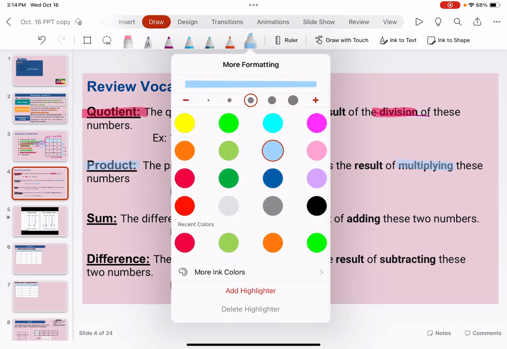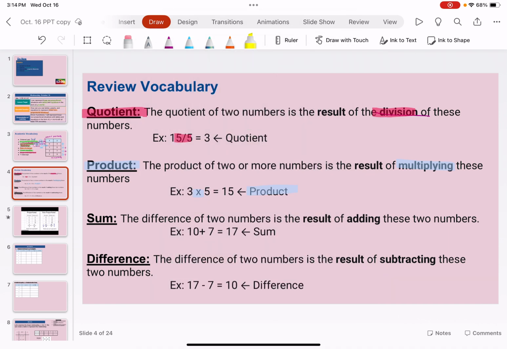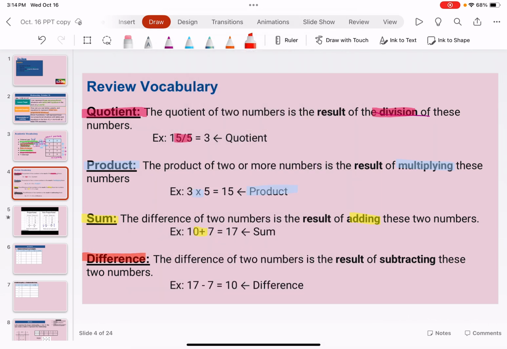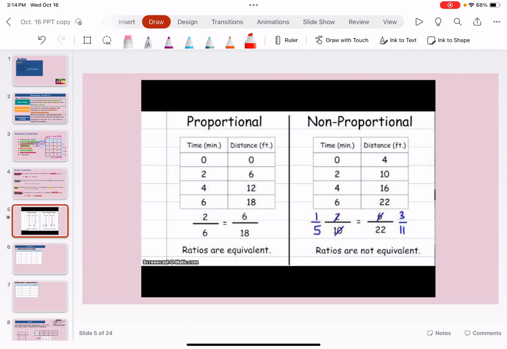Okay, then we of course have sum. The sum of two numbers is the result of adding the two numbers. And lastly, for difference, the difference of two numbers is a result of subtracting the two numbers. So the answer when you subtract is called the difference.